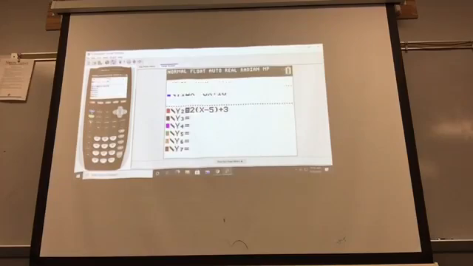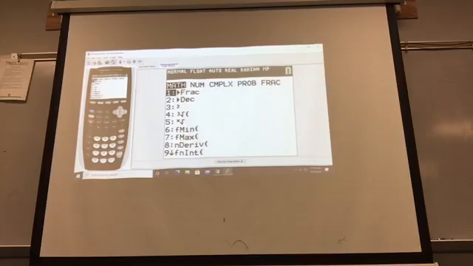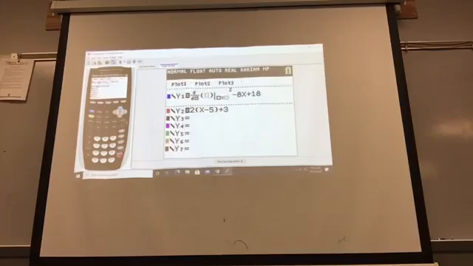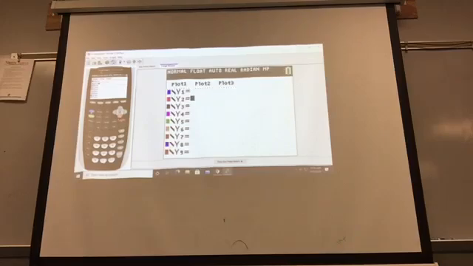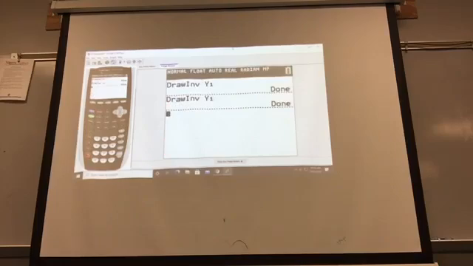Under the math button, number 8 is the derivative. And so if I wanted to find, I'm not going to show you all that yet. Okay, that was really confusing. I'll wait till we get to more notation.